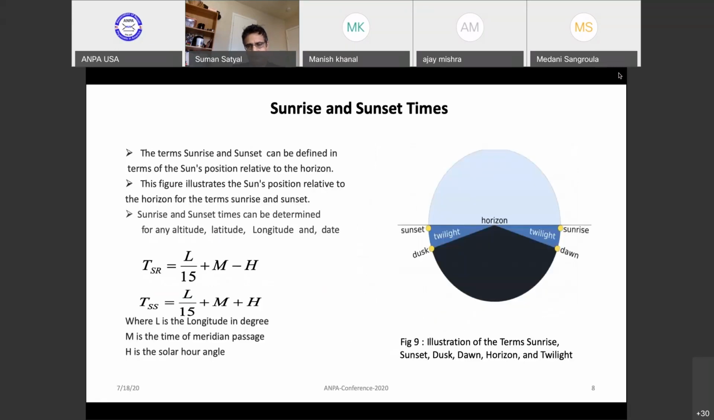Now I want to discuss sunrise and sunset times. Sunrise and sunset time can be understood from the sun's position relative to the horizon. From figure 9, it can be understood that sunrise occurs when the upper edge of the sun rises just above the horizon. Sunset occurs when the upper edge of the sun sinks just under the horizon. L, M, and H used in the formula indicate the longitude, time of meridian passage, and solar hour angle, respectively.